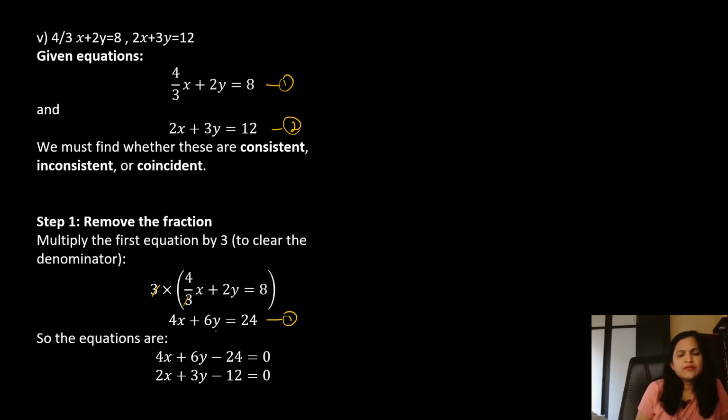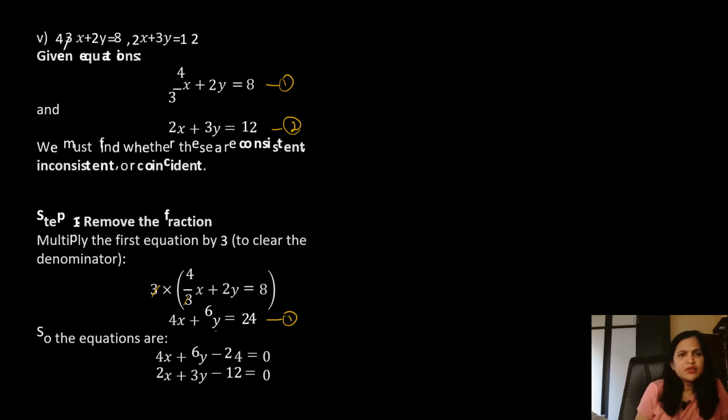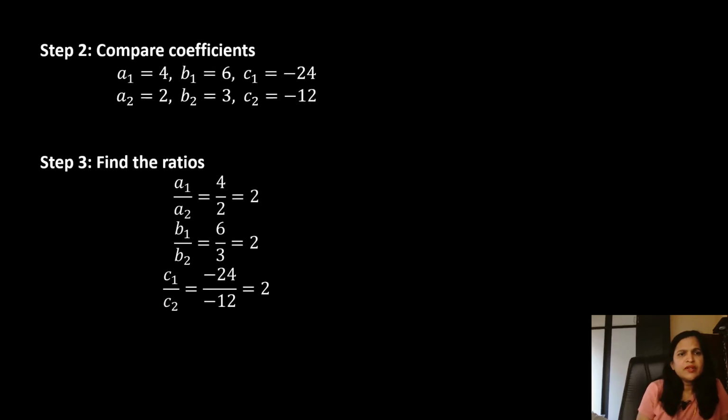From these two equations, you have to find a1, a2, b1, b2. Compare the coefficients. Then you get these values. a1 equal to 4, b1 is equal to 6, c1 is equal to minus 24. Then a2 equal to 2, b2 equal to 3, c2 equal to minus 12.